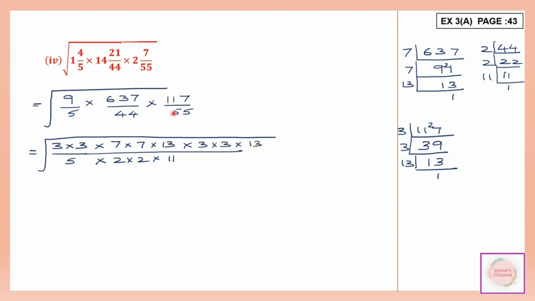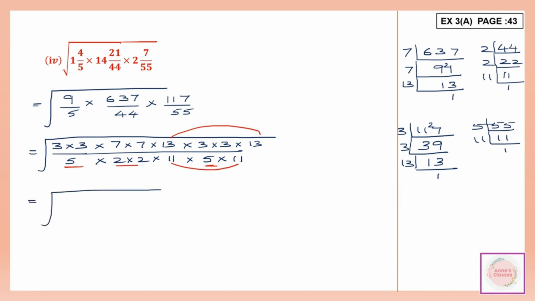In the denominator, we have 55. So let's take 55 and see. Divide this by 5. 5 11s are 55 and 11 ones are 11. So 5 into 11 in the denominator. 5 into 11. So we have split them all up into their factors. Now we see if they have pairs. Okay, so we have 3 into 3, 7 into 7. Then we have a 13 here and a 13 here. So this can form a pair, and 3 and 3. Now here we have a 5 and here we have a 5. So they can form a pair. 2 and 2 here, 11 and 11 here. Let's keep all the pairs together.